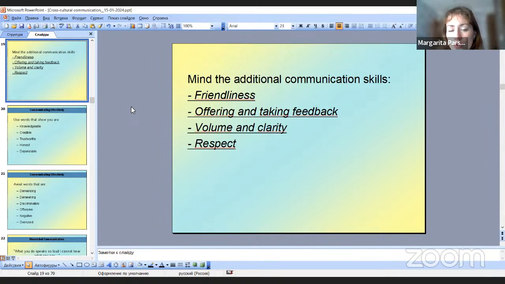Respect, of course. So we can say friendliness, respect. You can see these are elements of one process, like synonyms when we're speaking about communication skills.